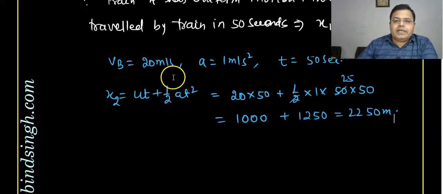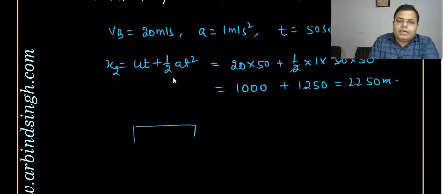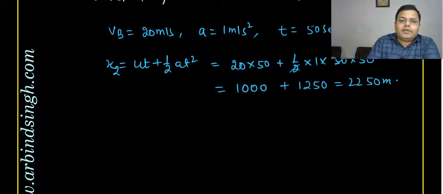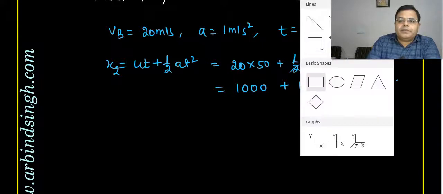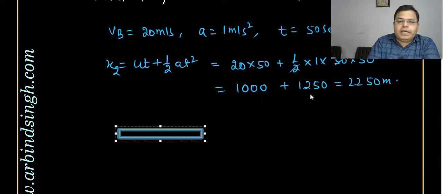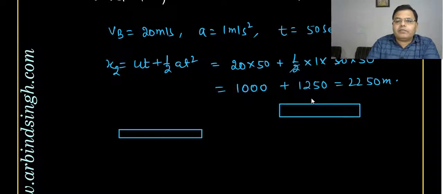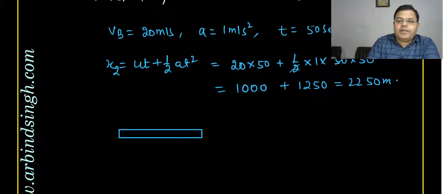Initially, what is the distance between the two trains? Suppose this is train A, let me draw the diagram from here only. Say this one is train A, and this one is train B. Again, there is a similar train, and they are moving on two parallel tracks, say A and B.